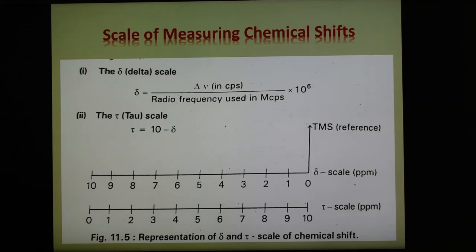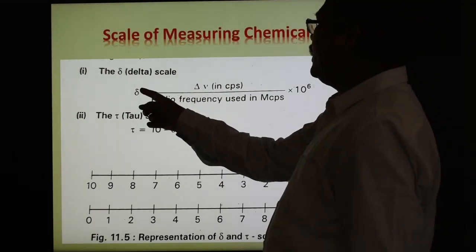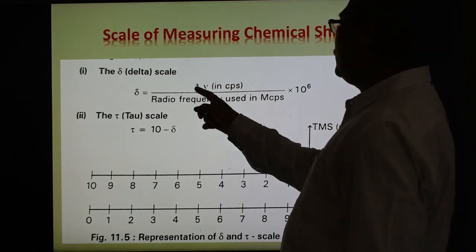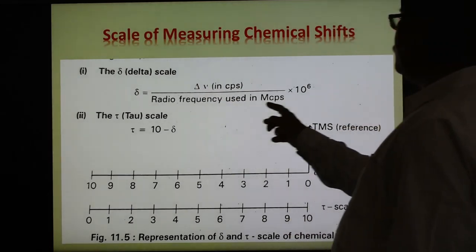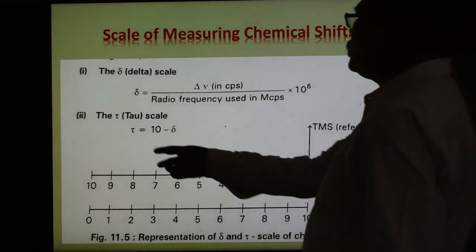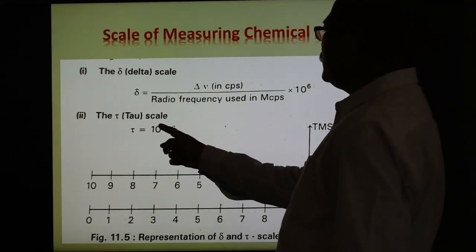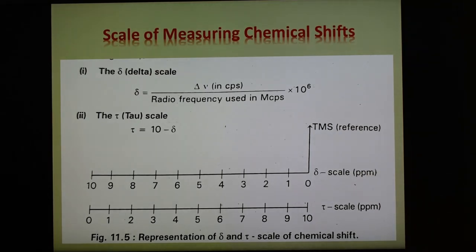Now there are two important scales to measure the chemical shift. The first scale is the delta scale shown here, and delta is equal to delta nu in CPS divided by the radio frequency used in megacycles per second, multiplied by 10 to the power 6, because we are going to find it in ppm. And another scale is the tau scale. The tau value can be determined by using 10 minus delta. Whatever the value is at delta, from 10 minus delta we get the value of tau.